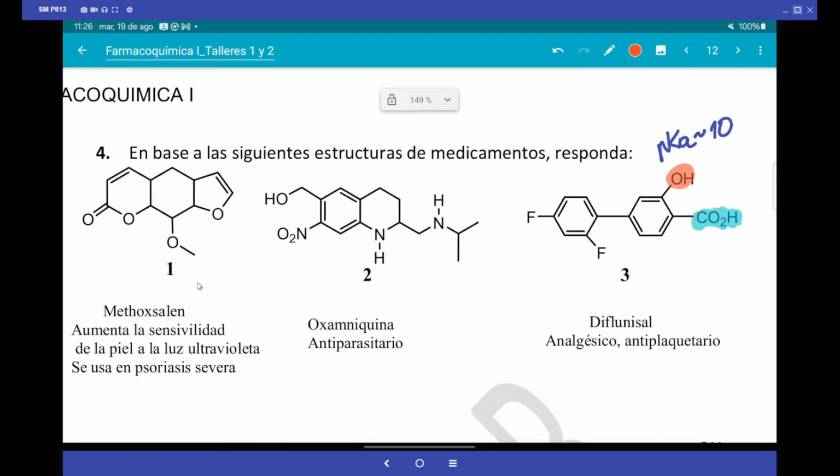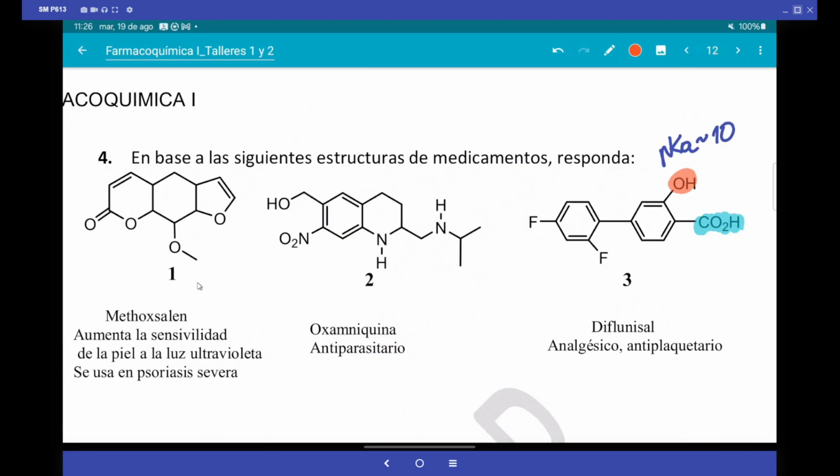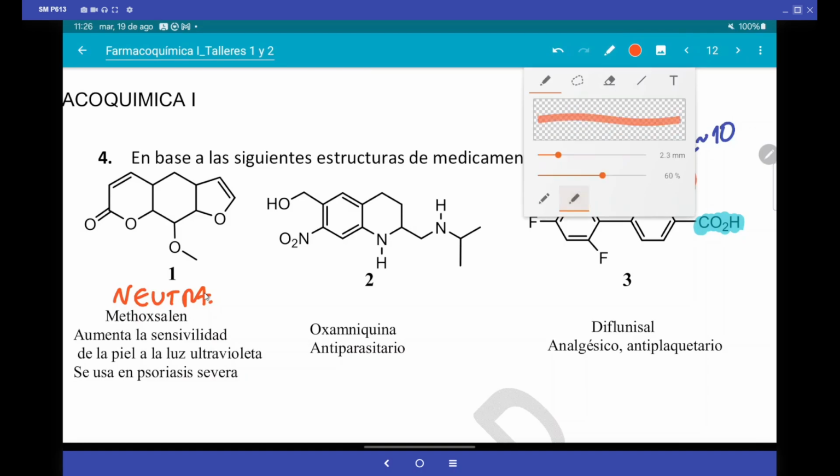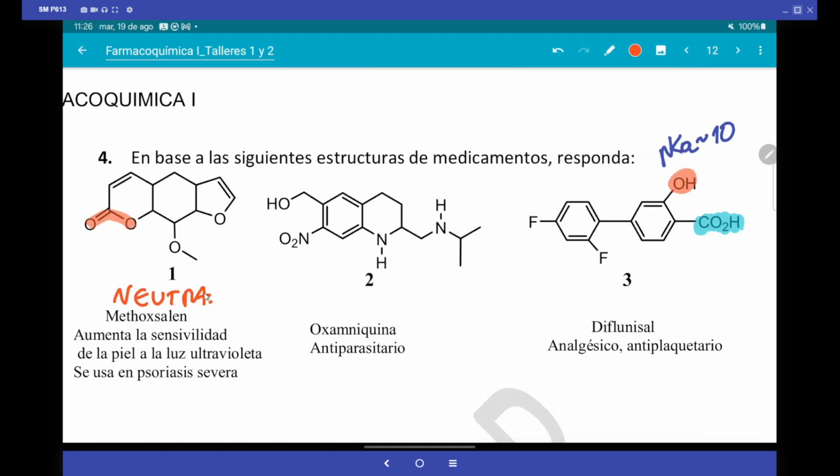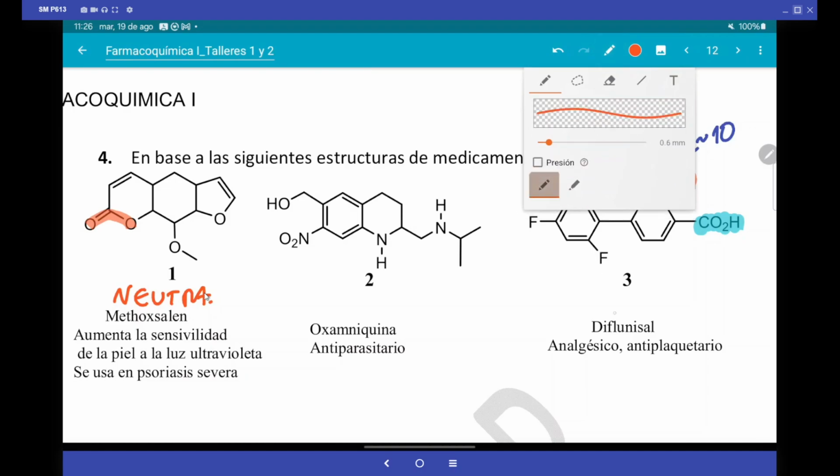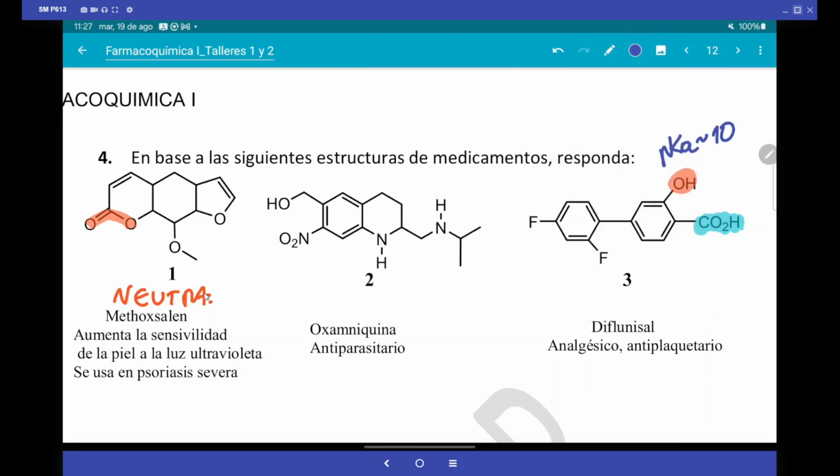Well, you know that all the questions point to the same thing. Look, first observation here. In the first agent that we have for psoriasis, we have nothing. There is no ionizable group. This is a neutral molecule. Then, there are only some functional group questions, because you already know that you have to name, for example, a cyclic ester. And this structure here is an ester, and it is cyclized.